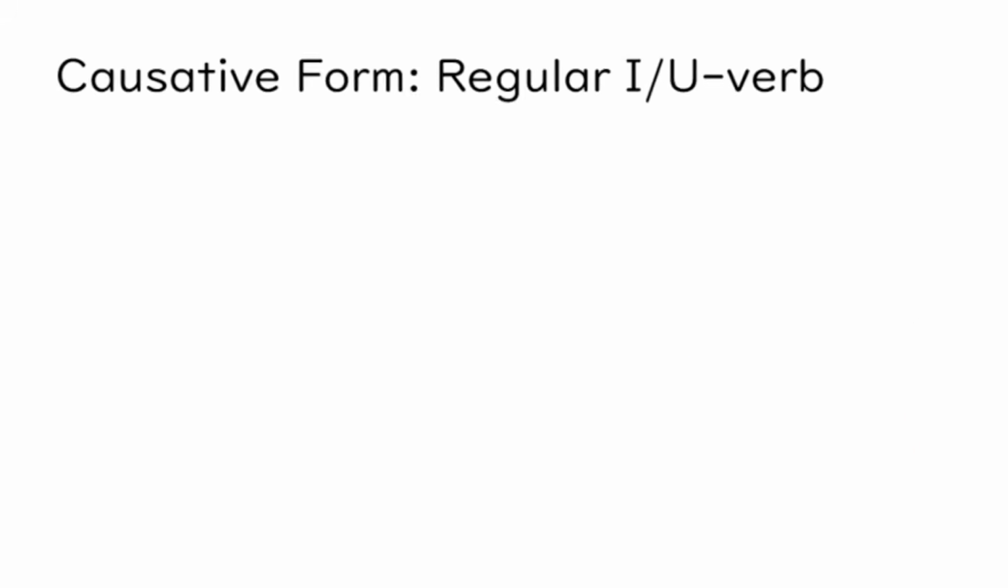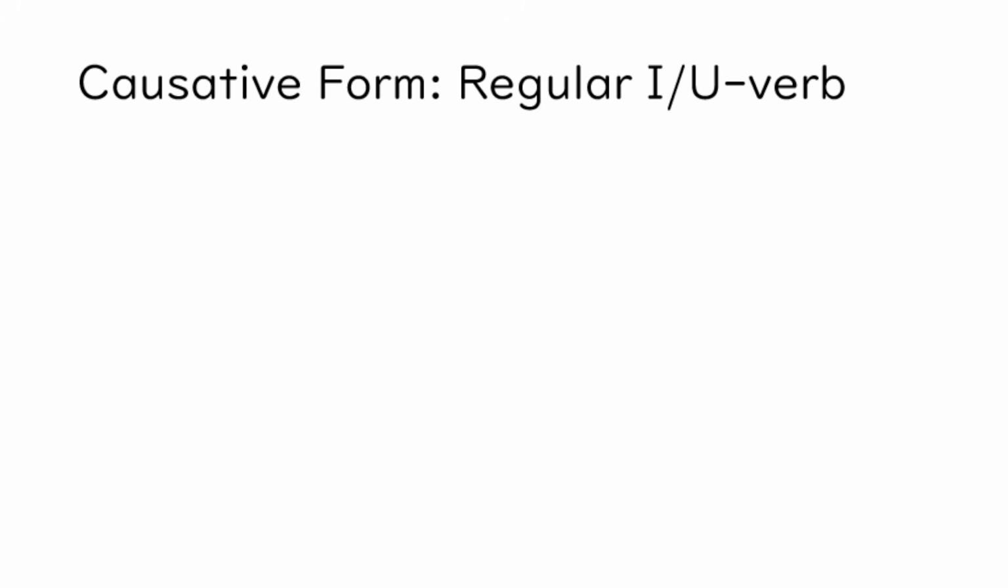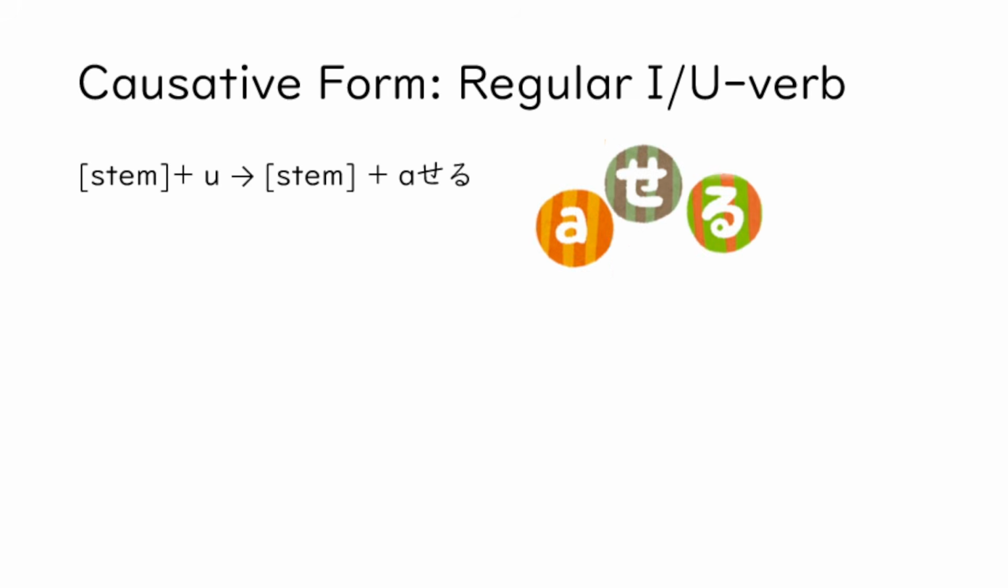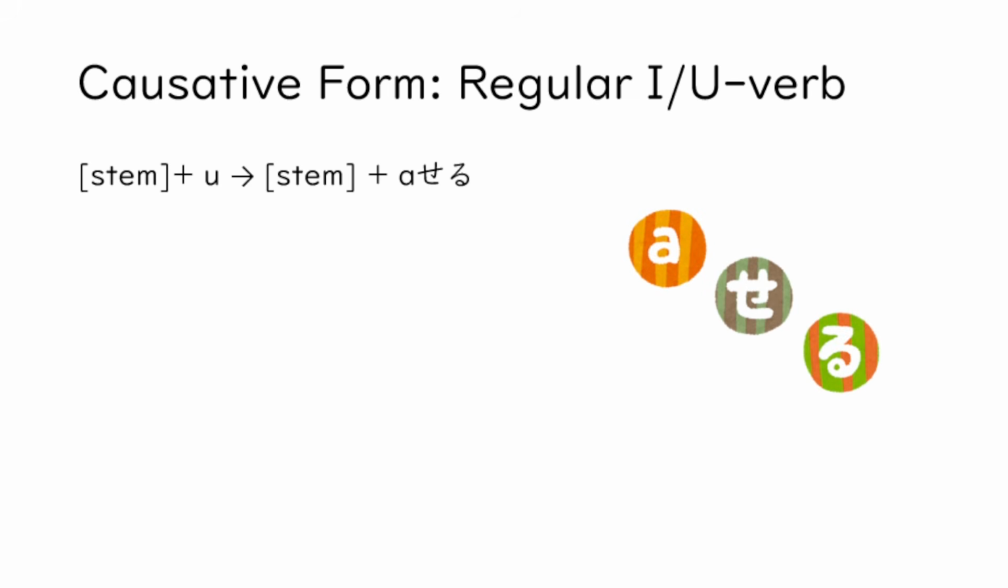Now that you understand the meanings, let's look at how to form the causative form of a verb. As you know, Japanese verbs can be split into three categories. Let's start with regular one verb or U-verb. The dictionary form of these verbs ends with U sound. And to change it into the causative form, you replace the U sound with an A sound. Then add seru. For example, 行く means to go becomes 行かせる as ku changes to ka.